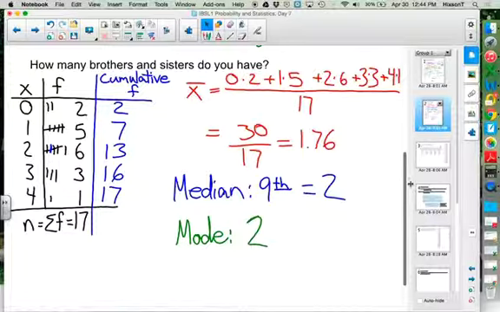Again here, the mode: most of you have 2 siblings. Or I should say, more of you have 2 siblings than any other number.